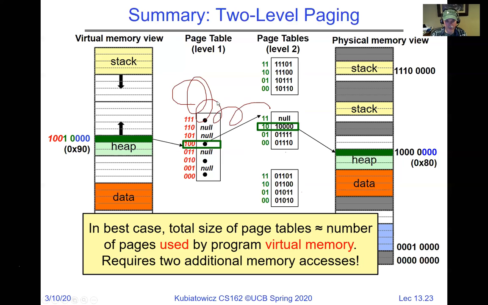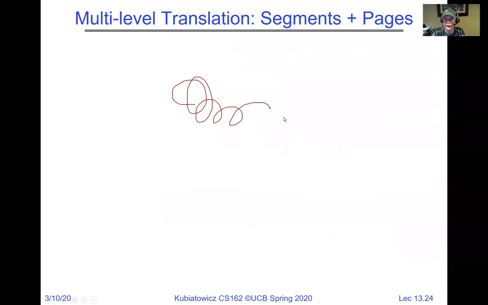Hold on a sec, somehow I wrote on the screen. Is somebody annotating? Can somebody unannotate, please? I think somebody accidentally drew on the screen because I'm not doing it.